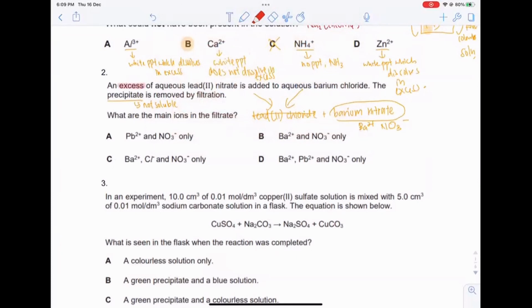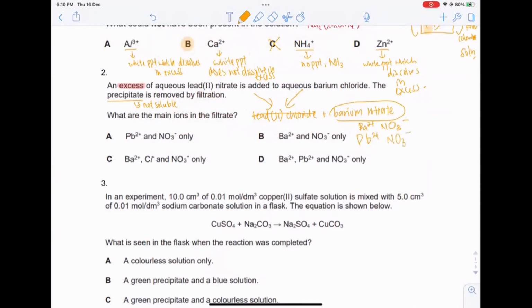An excess of aqueous lead-2 nitrate is added. So meaning that it is an excess. So meaning not all of it has reacted with barium chloride. There is still more left. So not all forms lead-2 chloride. So even though lead-2 chloride is removed, you will still have Pb2+ and NO3-.